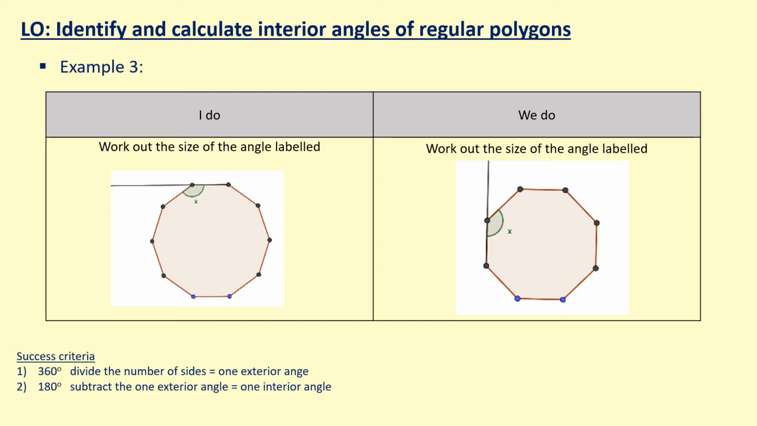So how many sides do we have? 1, 2, 3, 4, 5, 6, 7, 8, 9, 10. Okay. Well, no, 360 divided by 10 is going to give me 36. Then I have to do step 2. 180 subtract 36 degrees, which is our exterior angle.